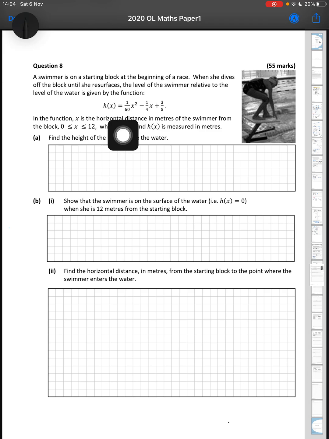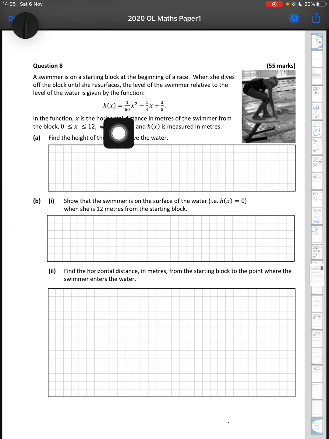Question A said, a swimmer is on a starting block at the beginning of a race. When she dives off the block until she resurfaces, the level of the swimmer relative to the level of water is given by the function h of x, where x is the horizontal distance in meters of the swimmer from the block. We're only looking at this function between x values of 0 and 12, where x is an element of R and h of x is measured in meters. It says find the height of the block above water.